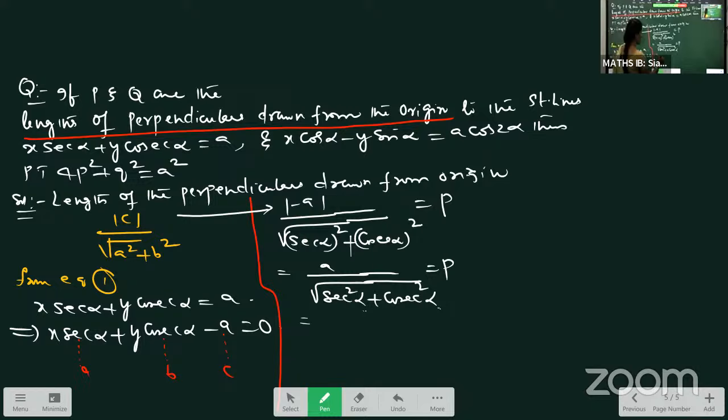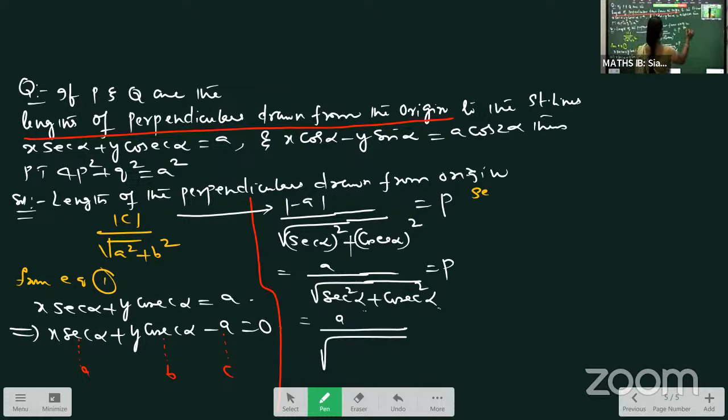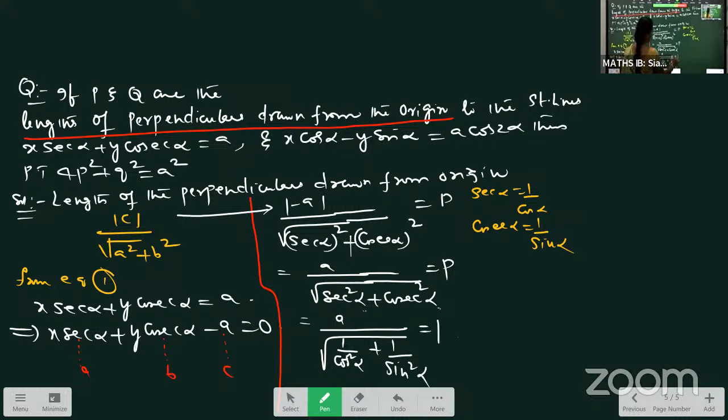Then this will become A by root over. Convert this in terms of sin and cos. What is the secant alpha formula? Hope you people know this. Secant alpha is nothing but 1 by cos alpha. Cosecant alpha is nothing but 1 by sin alpha. So as per this, we write this as 1 by cos square alpha, 1 by sin square alpha. That is nothing but P.